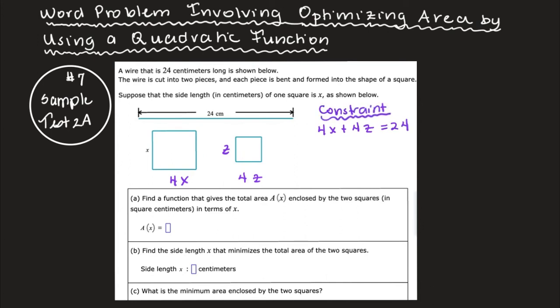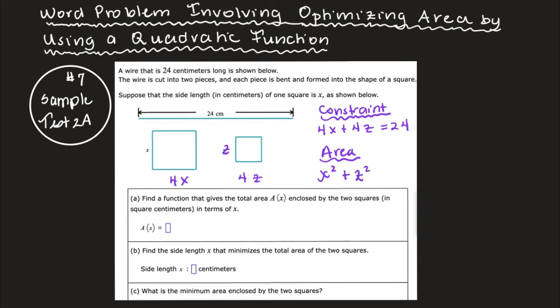So I also know that the area of a square is equal to length times width, but for a square, the length and the width are the same, so it's really just x times x. So the area of a square is just the side length squared. So for our first square, the area is going to be given by x times x, which is x squared, and then for the second square, it's going to be z times z, and then we're going to add up those 2 areas, plus z squared.